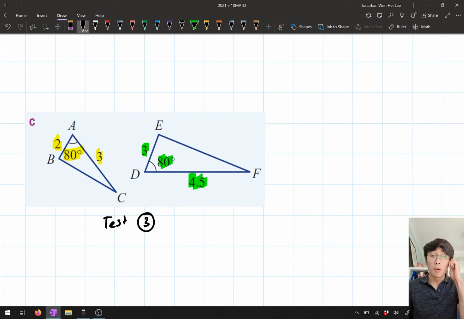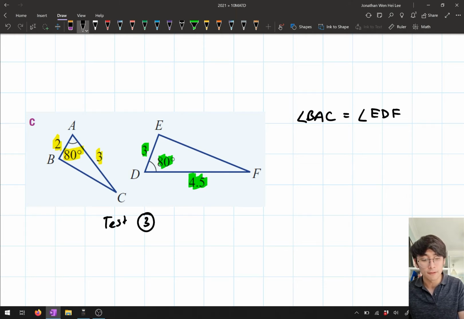Now here, what we want to do is lay out all our information. So let's start off with the angle, because that one's the easiest one to do. So here, angle BAC in my first triangle is equal to angle EDF. So they're both 80 degrees. And then the next part is I want to just show that each one of my sides are proportional. So here I want to find what matching sides I have, and then just write it as a fraction and just show that the value that we get from that fraction is consistent all the way through.